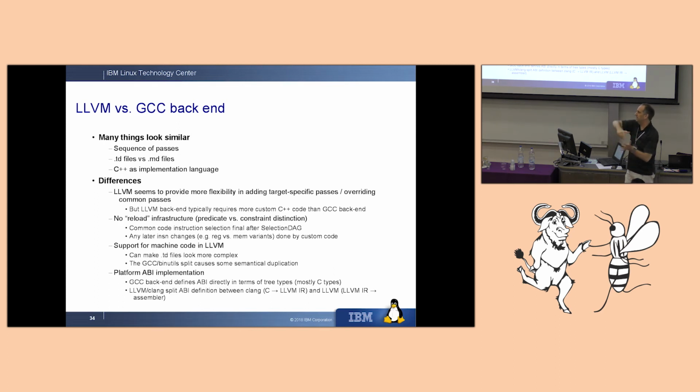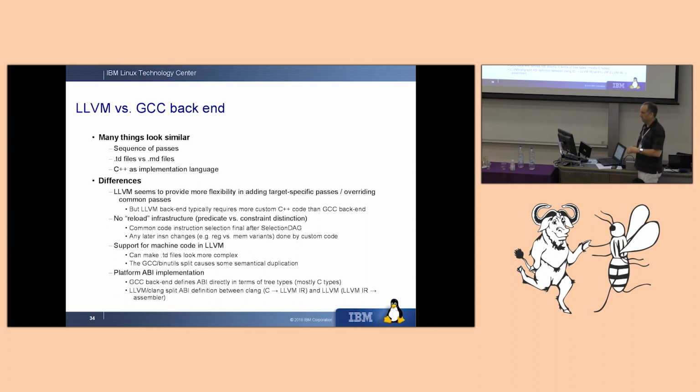You can accept all kinds of different operands in the same instruction. And then after reload, you choose one of the alternatives. So I have an instruction that does an add, and it can be either a register, or memory, or immediate, or whatever. And after reload, it chooses which one. You don't have that in LLVM at all.